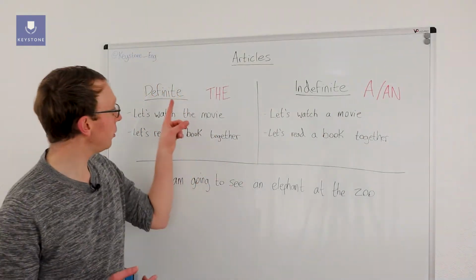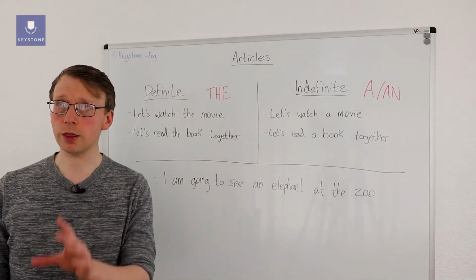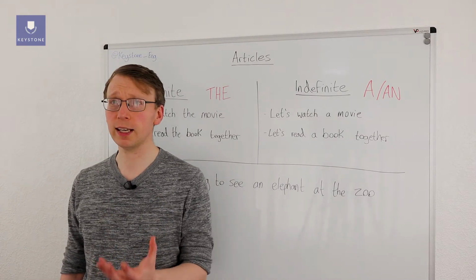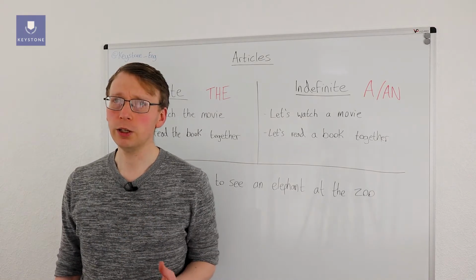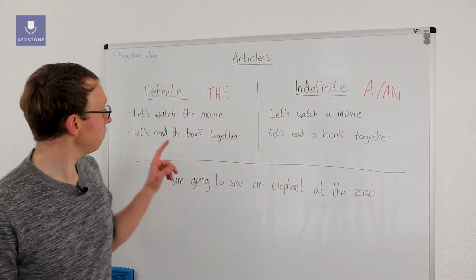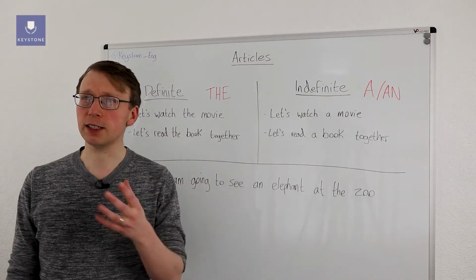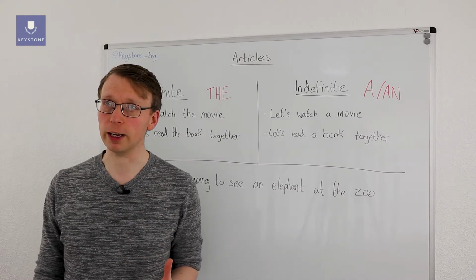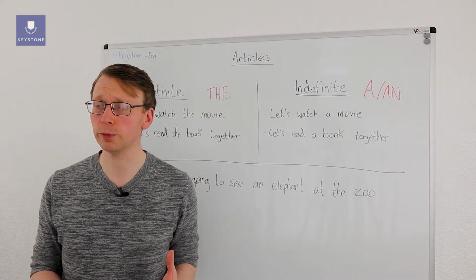So starting with the definite article, the. The is used to refer to specific or particular nouns. So, for example, you might say, okay, let's watch the movie. By saying the movie, I am referring to a specific movie. It's one that you have perhaps already been talking about.